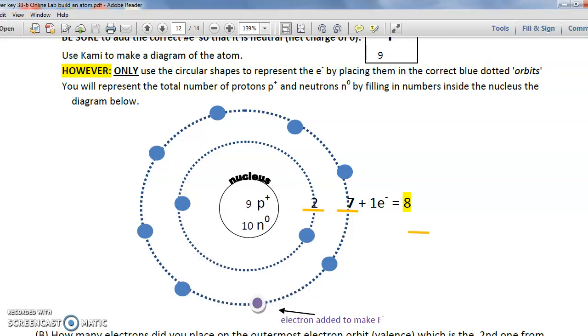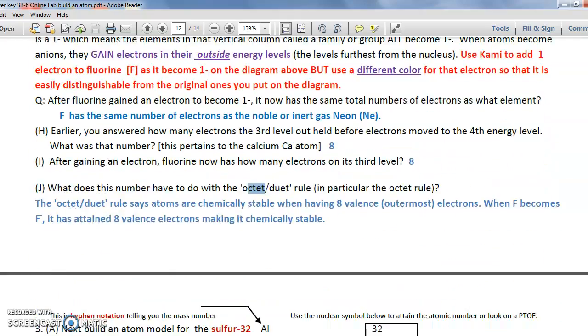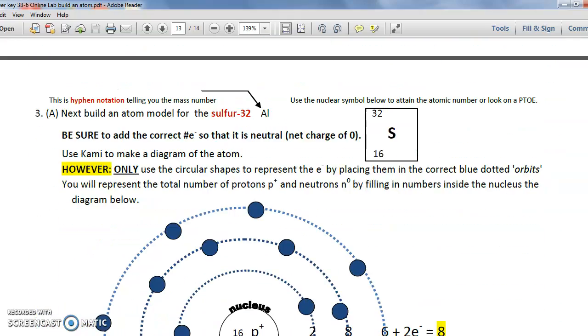All right, the next atom they want us to do is sulfur. The anion of sulfur would be sulfide. Which sulfur do they want us to do? They want us to do the atom that has 32 things in the nucleus. Other sulfurs have different numbers. There are other isotopes. So we need 32 things in the nucleus, of which, it told us right here, the atomic number is 16.